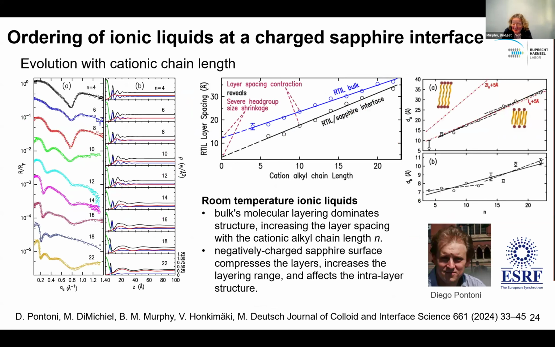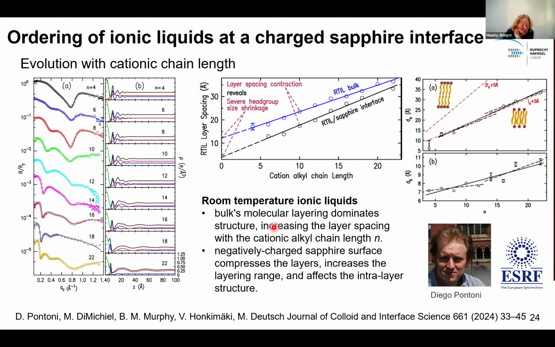And I think Moshe, Ben is here now, I see. We've also been doing some work with Moshe and Ben over the last few years. And this is a recent paper that was published together with Moshe on the ordering of ionic liquids at charged sapphire interfaces and the evolution of the cationic chain. And this young scientist here may be familiar, it's Diego Ponti.